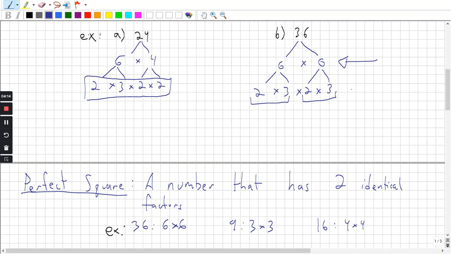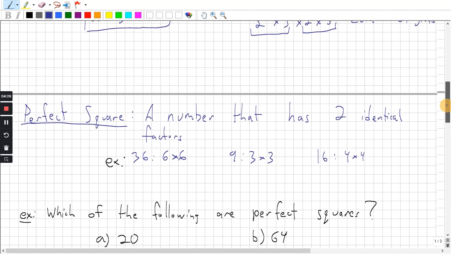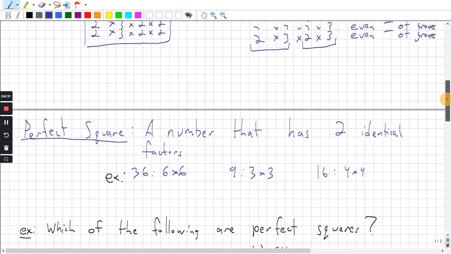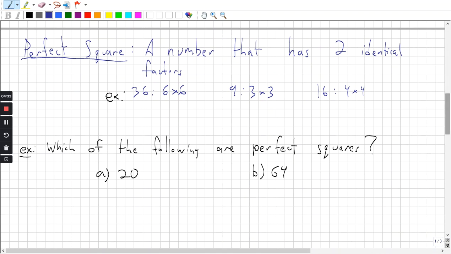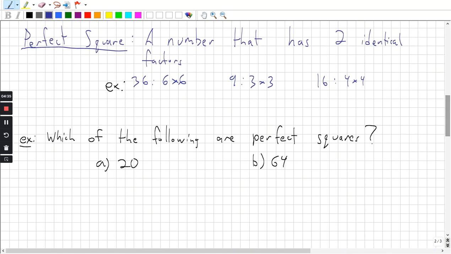You can also see that there's an even number of groups when I break it down into the prime factorization. So if you can find an even number of groups, then you know that your number will be a perfect square. If we look at numbers to check to see if they are perfect squares, let's see if they break down into an even number of groups of prime factors, or if you can find two numbers that multiply to that number that are the same.